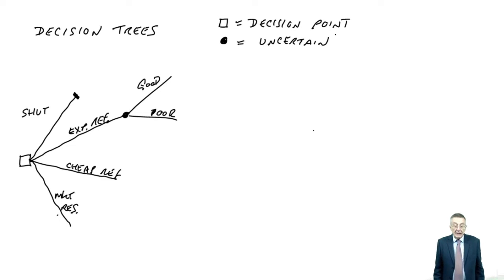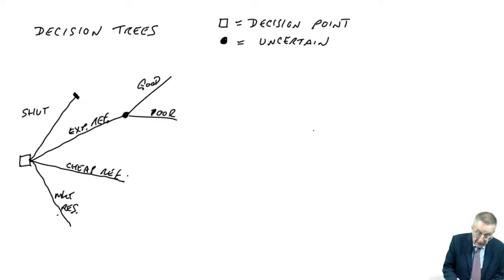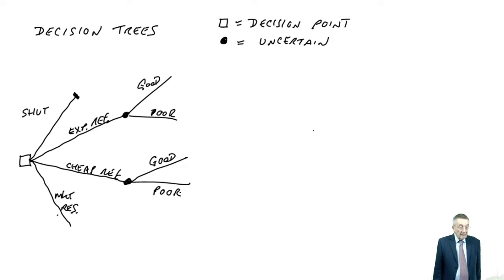But that would be the end of that. If we do expensive, it's either good, finished, or it's poor, finished. What if we do a cheap refurbishment? Well, again, if we do cheap, we then sit and wait, and one of two things happen. Either it turns out to be good, or it turns out to be poor. So I hope so far, so good.